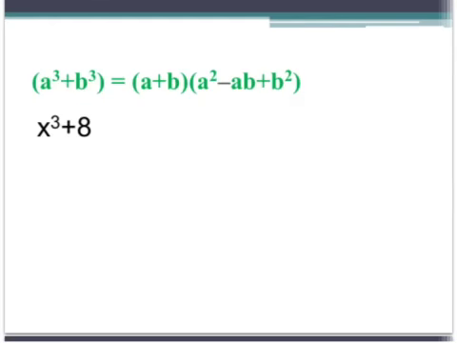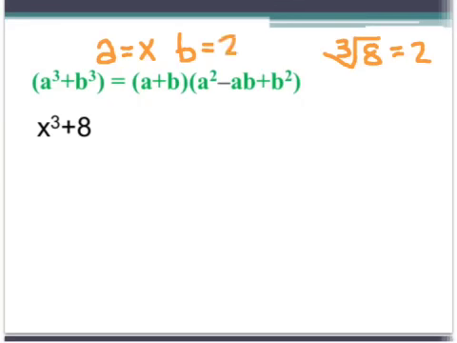Alright, so here, first we have to check, is this a perfect cube? In this case, yes, both of them are perfect cubes, so they fall under this formula. The cube root of x cubed is x. Here I'm just going to write this; you don't always have to write this, just to help when you're first learning. a is going to be x. And what is the cube root of 8? Well, the cube root of 8 is 2. So b is going to be 2.